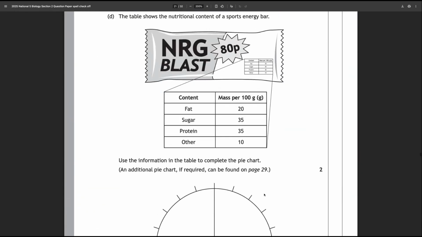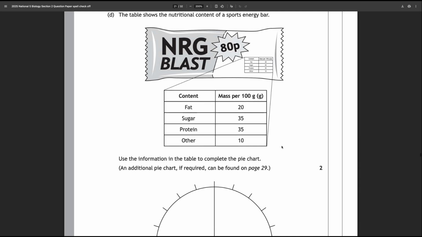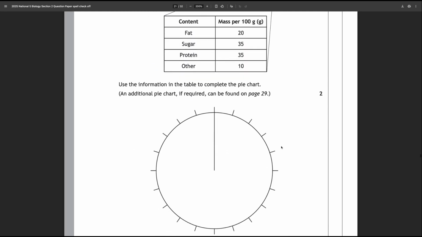Okay, 11D. The table shows the nutritional content of a sports energy bar, Energy Blast ATP. You'd be lucky to find a sports bar for 80p in a shop these days, but never mind. We've got the content as well there. We've got the fat, sugar, protein, and other content per 100 grams of the bar. So you have to use the information in the table to complete a pie chart. Now, often in the exam, you have to do a bar chart or a line graph, but it's unusual for you to do a pie chart. However, it is a skill that I do get my students to practice, and that you should practice for your exam just in case you get asked for it.